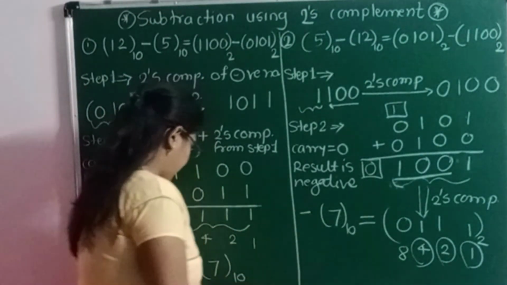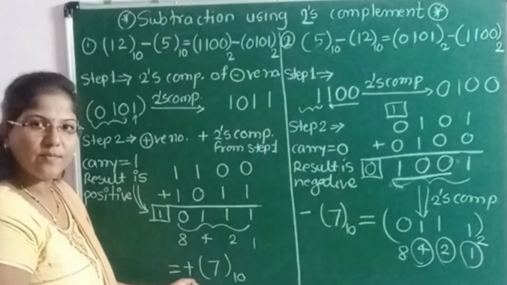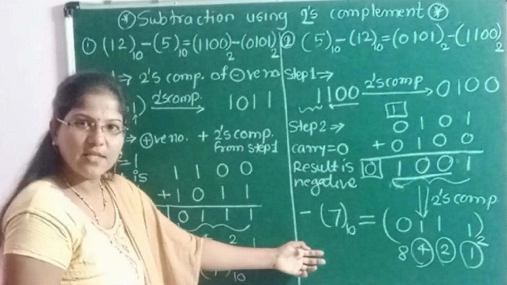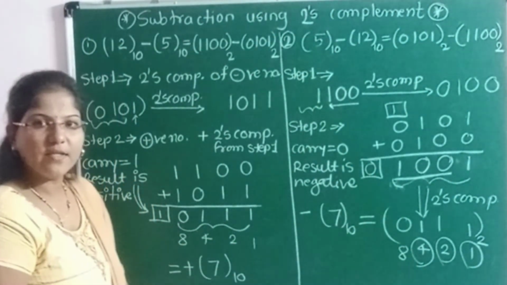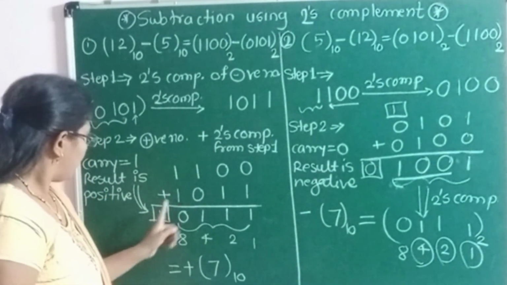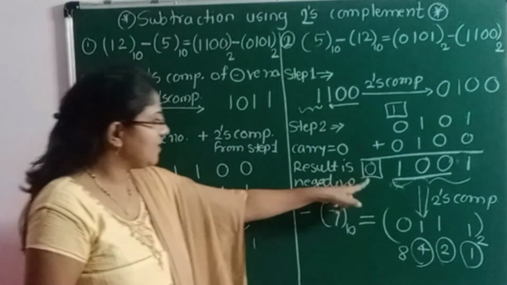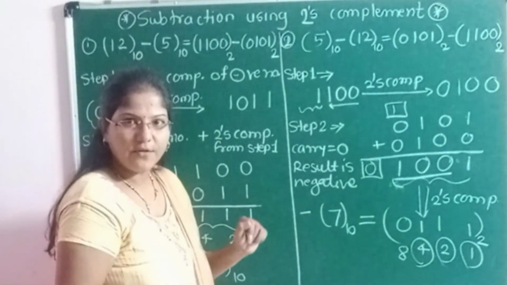So here we have seen in the first example, we are getting the subtraction result as positive. In the second, we are getting the subtraction result as negative. How to find out whether it is positive or negative? Just by looking at the carry. If carry is 1, the result is positive. If carry is 0, then our result is negative.